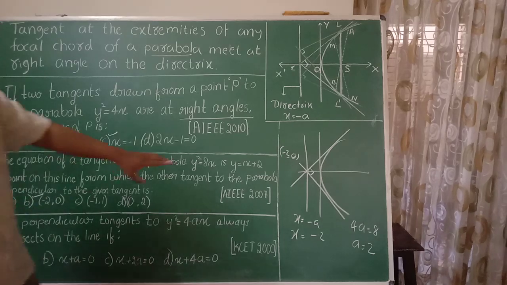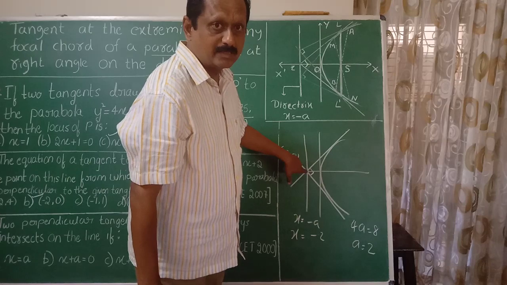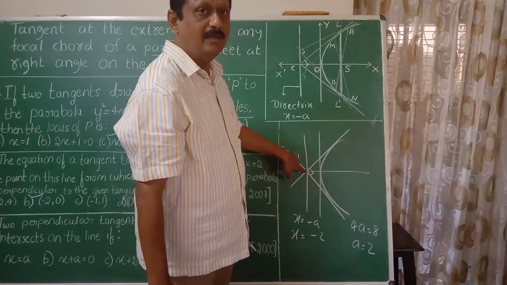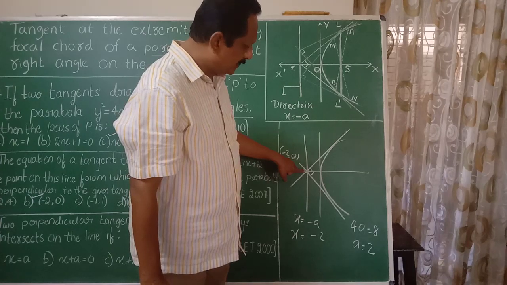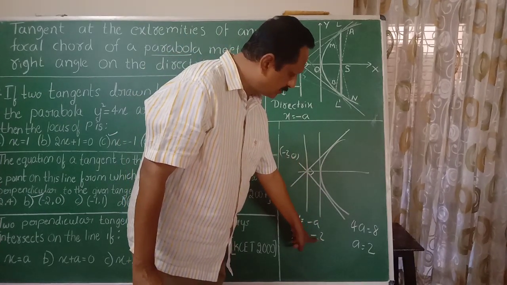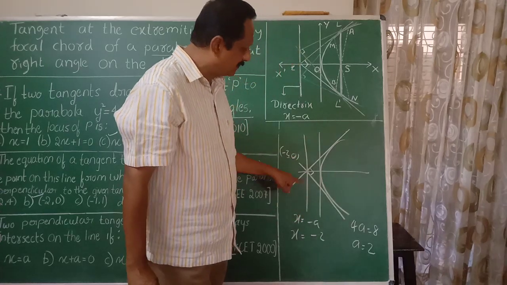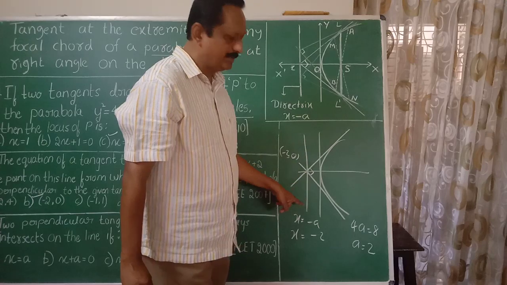Here both tangents meet at this point and they are perpendicular to each other. If they are perpendicular, obviously the point must lie on the directrix. Hence the equation of the directrix is x equal to minus a, which is minus 2. Therefore x equal to minus 2 is the equation of the directrix. Then obviously this point minus 2 comma 0 lies on this directrix.